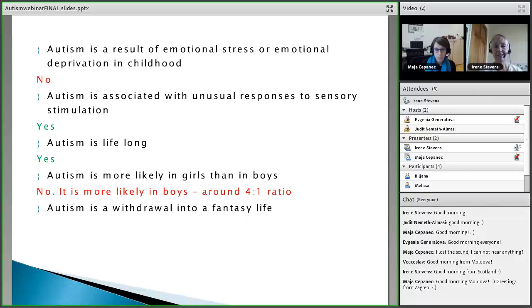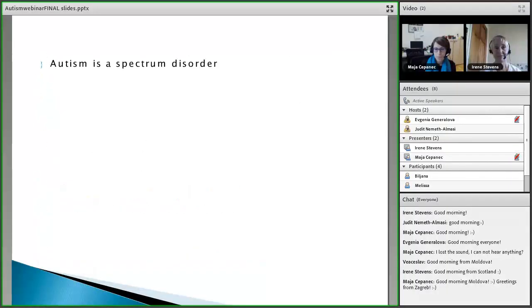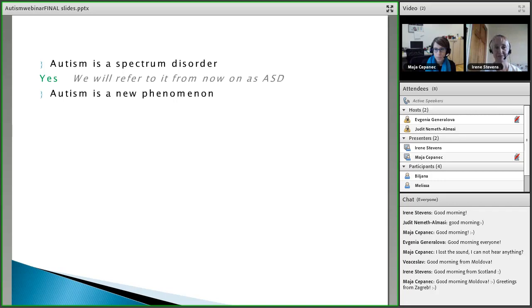A withdrawal into fantasy life. It's not a withdrawal into fantasy life, although this is one of the myths that's around about autism. Autism is curable? No, but it does change over the lifespan. Autism is a spectrum disorder? Yes, and we will refer to it from now on as ASD, and Maya will speak a bit more about autism spectrum disorder.